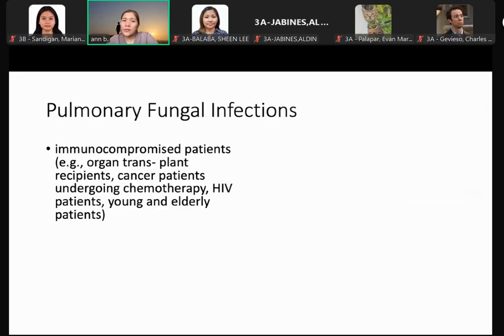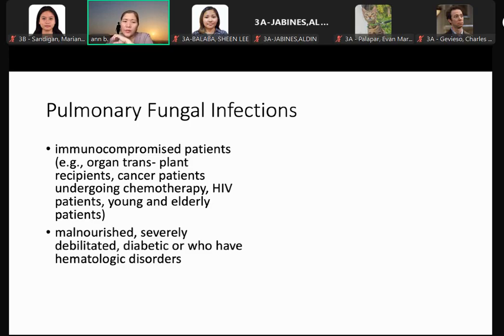So even in TB, we also have fungal infections in patients who are immunocompromised or patients who have cavitary TB. Aspergillosis is more common. So when we say fungal infections, most of them are in immunocompromised patients or in patients who are undergoing chemotherapy and in elderly patients who suffer from strokes.